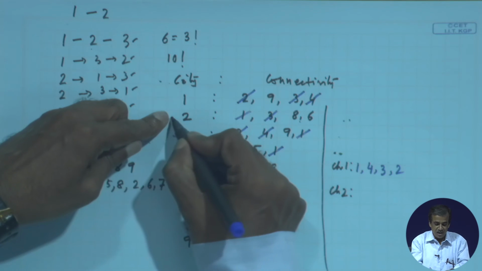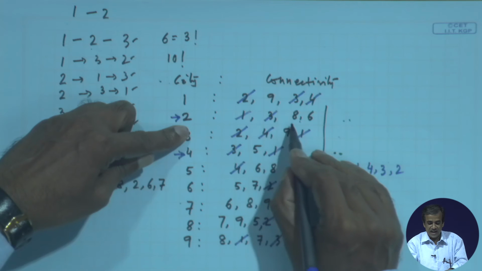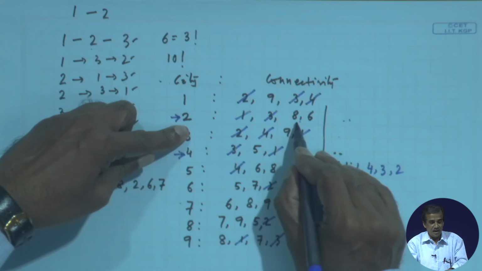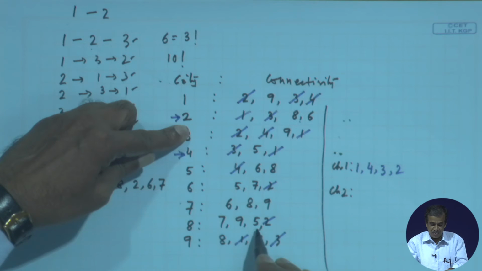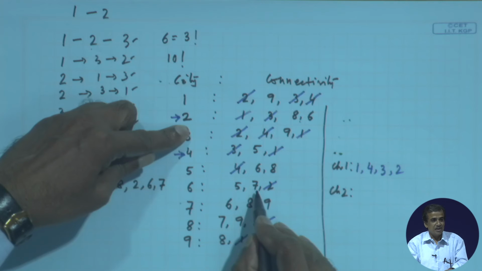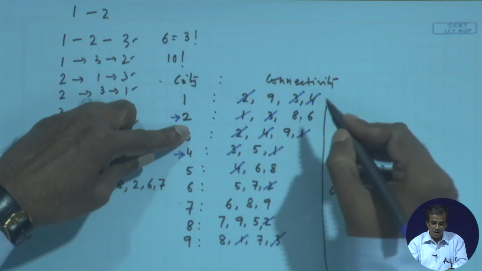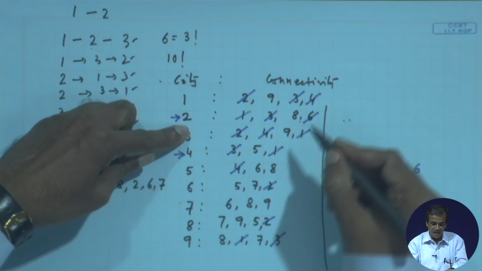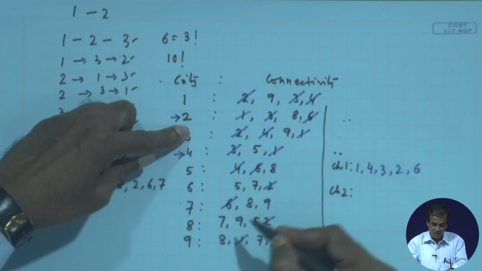Now you see, concentrate on the connectivity of city 2. 2 is connected to 8 and 2 is connected to 6. Now 8 is connected to 3 and 6 is connected to 2 cities. So let us select 6 and remove all the entries of 6 here. 6 is removed.